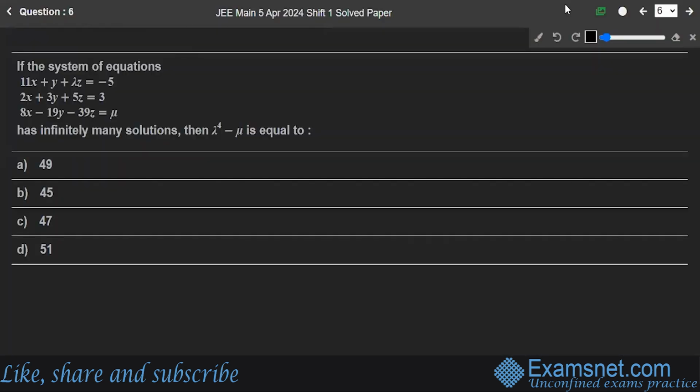Question number 6. If the system of these three equations has infinitely many solutions, what is the value of lambda power 4 minus mu? Infinitely many solutions means their determinant is equal to 0. Next, write these three equations in matrix form. This will be given by 11, 1, lambda, 2, 3, 5, and so on. So this determinant is equal to 0.